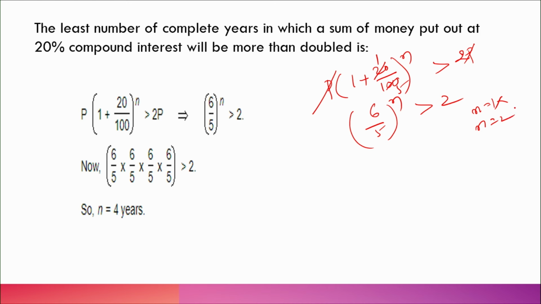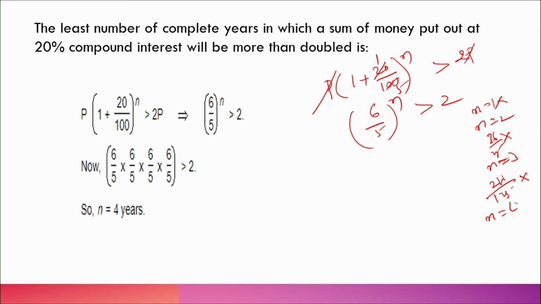N equal to 2: 6/5 squared is nothing but 36/25. If it were more than 50, then only it would be greater than 2, so it is not possible. N equal to 3 means 6 cubed, which is 216, by 125. 125 times 2 is 250, so it is also not more than 2.